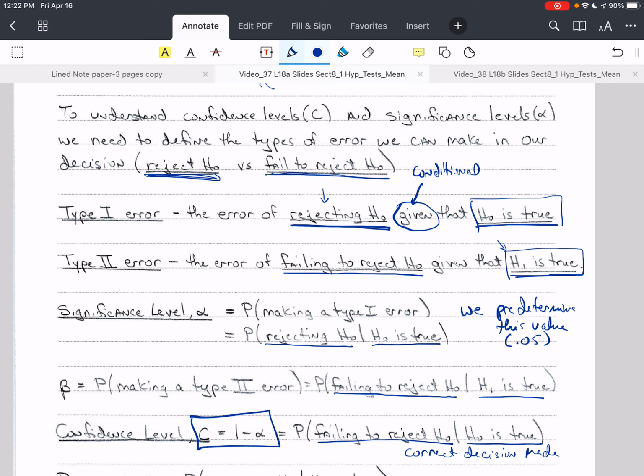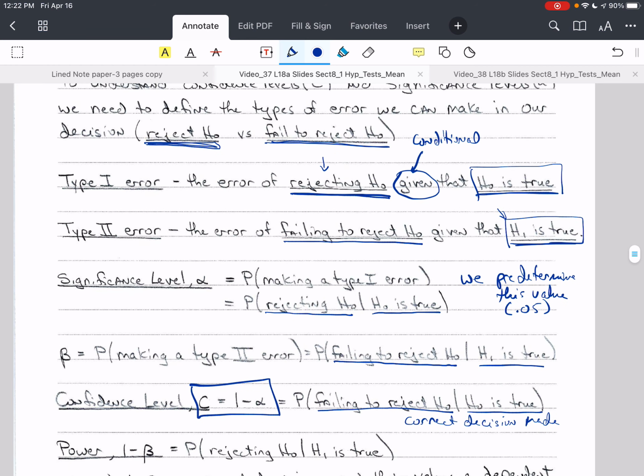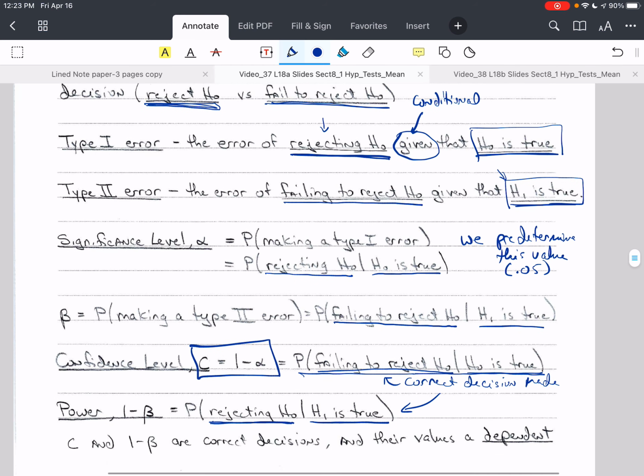And then we've got the power of the test. And the power is 1 minus beta, and that's the complement of the type 2 error. This was the complement of the significance level. This is a complement of the probability of making a type 2 error. So 1 minus beta is equal to the probability of rejecting H naught when H1 is true. So again, another correct decision here.